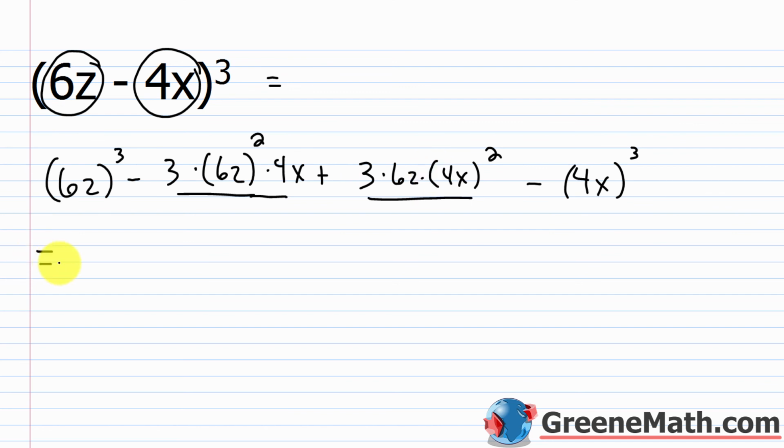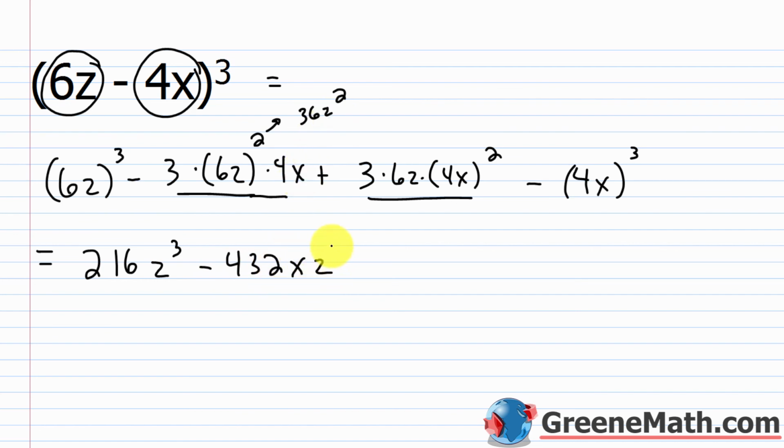So 6z cubed, the 6 is cubed. 6 times 6 is 36. 36 times 6 is 216. z cubed is just z cubed. Then we'd have minus. So then we'd have 6z squared, which is basically going to be 36z squared. And 36 times 3 is 108. Then if I multiply by 4, I'd get 432. So minus 432. You would have x and then z squared.